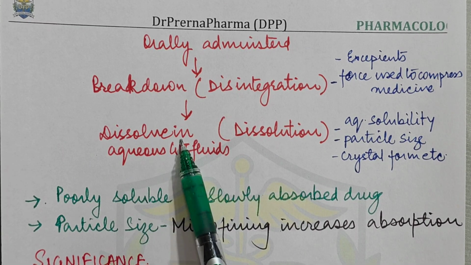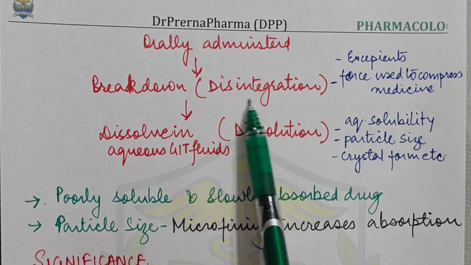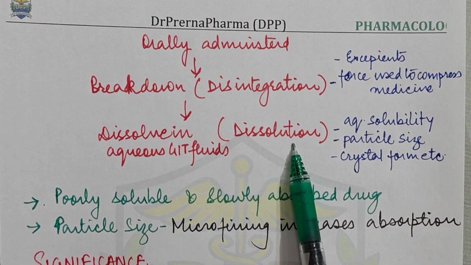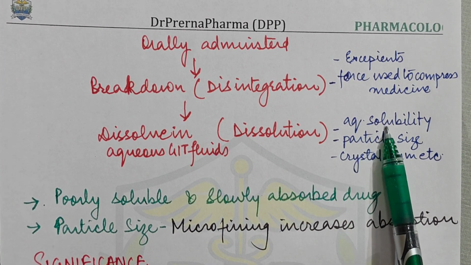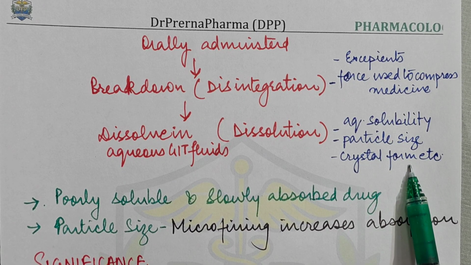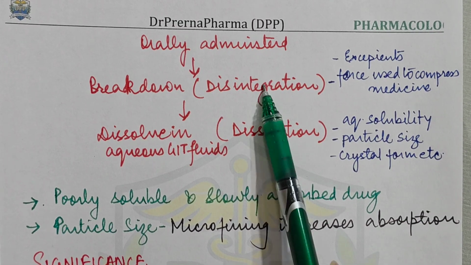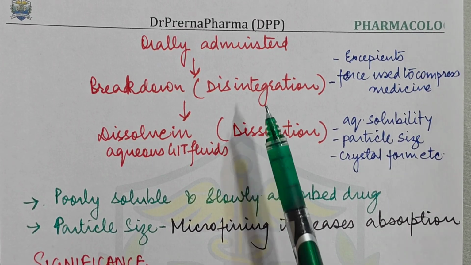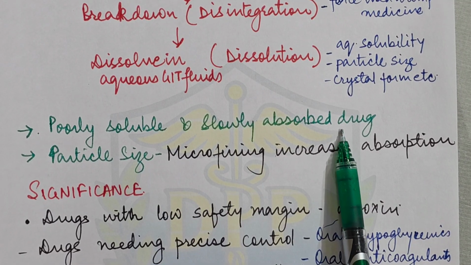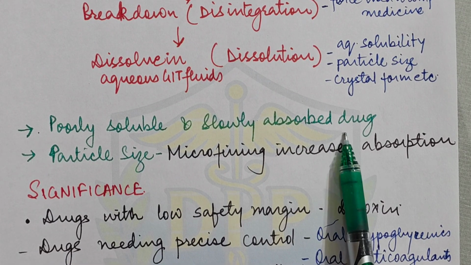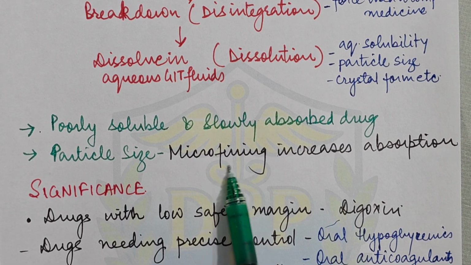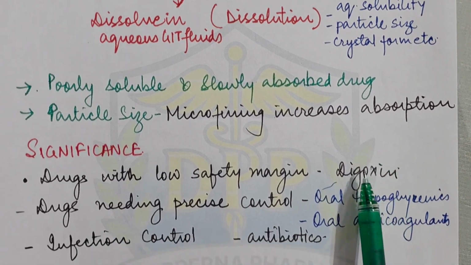And after that, the next is dissolve in the aqueous GIT fluids. Once it disintegrates, it has to dissolve in the GI fluids. So this dissolving in the GI fluids is called as dissolution. And what are the factors which determine that? The aqueous solubility of the drug, particle size, and crystal form, etc. So now the disintegration and dissolution rates, they determine the bioequivalence. Poorly soluble drugs, slowly absorbed drugs usually are not bioequivalent. Also, particle size is very important, and so nowadays you will see that the drugs are really microfined. Microfining will increase the absorption.